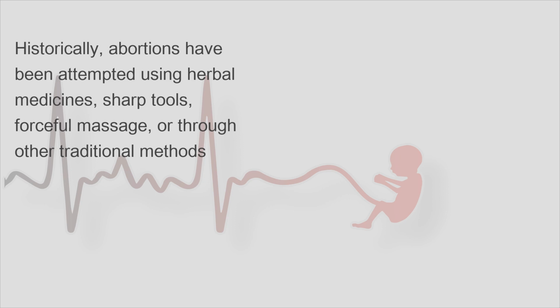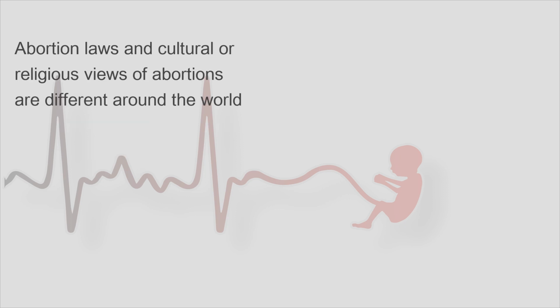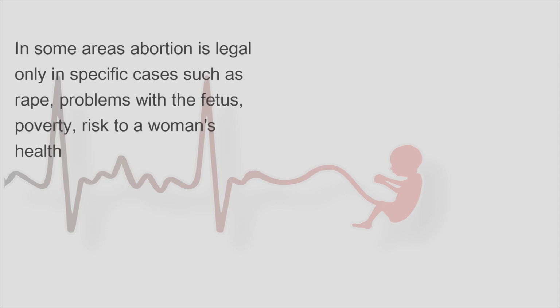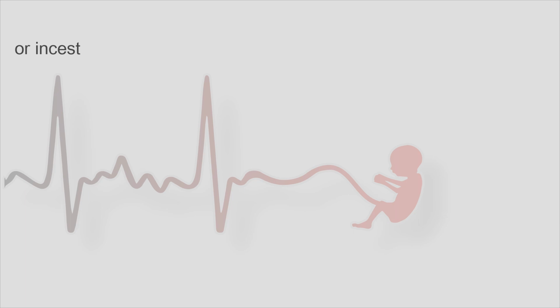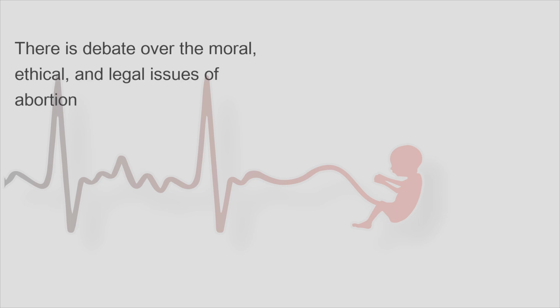Historically, abortions have been attempted using herbal medicines, sharp tools, forceful massage, or through other traditional methods. Abortion laws and cultural or religious views of abortions are different around the world. In some areas, abortion is legal only in specific cases such as rape, problems with the fetus, poverty, risk to a woman's health, or incest. There is debate over the moral, ethical, and legal issues of abortion.